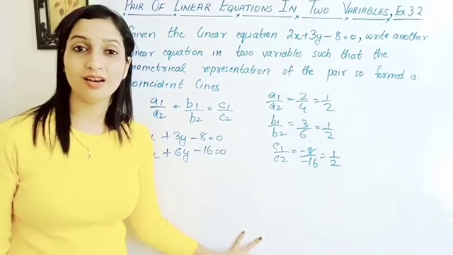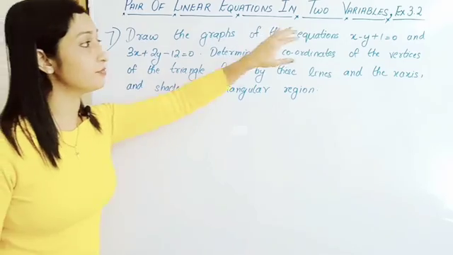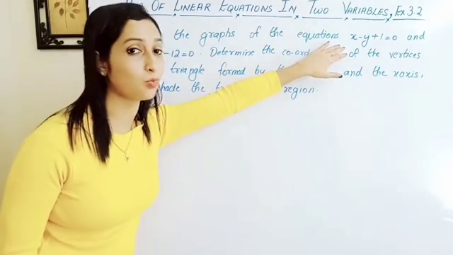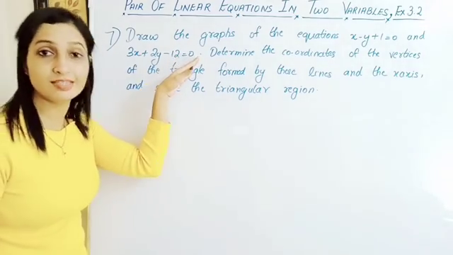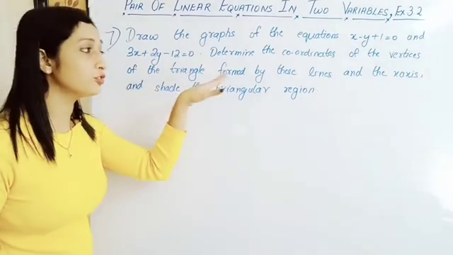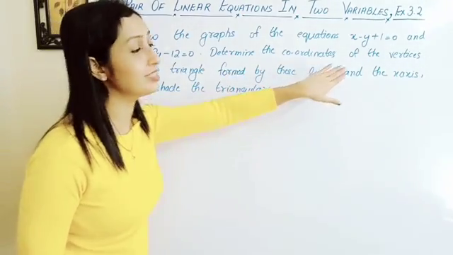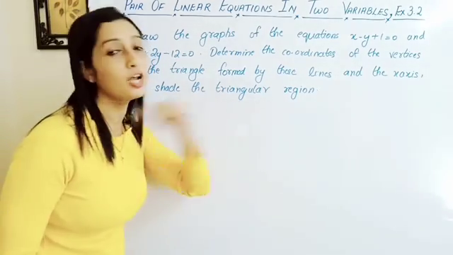Now let's move on to our next question. So this is our 7th question, which is: draw the graphs of the equations x minus y plus 1 equals 0 and 3x plus 2y minus 12 equals 0, and determine the coordinates of the vertices of the triangle formed by these lines and the x-axis. Also, they have asked you to shade the triangular region.